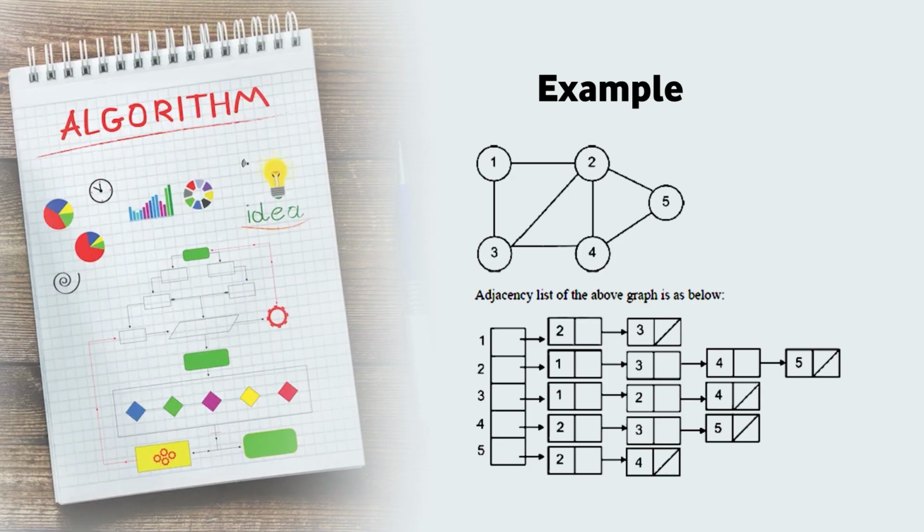So you can add them in the adjacency list. 1 is connected to 2 and 3, so 2 and 3 are added to the list. Now 2 is connected to 1, 3, 4 and 5, so you will directly add 1, 3, 4 and 5. Similarly check for 3. 3 is connected to 1, 2 and 4, so it will be added to it. Now 4 is connected to 2, 3 and 5 is connected to 2 and 4. So if you want to draw the adjacency list, you can simply draw it in the starting as shown in the example.